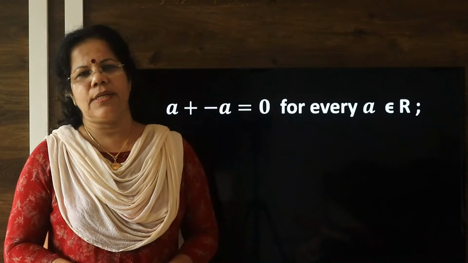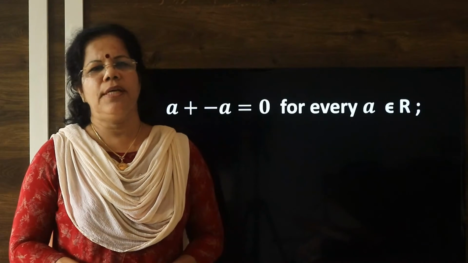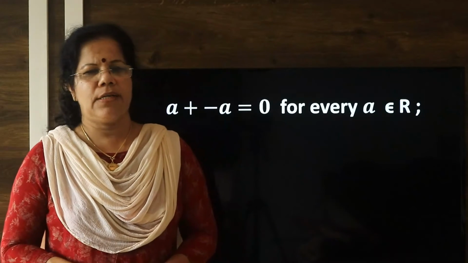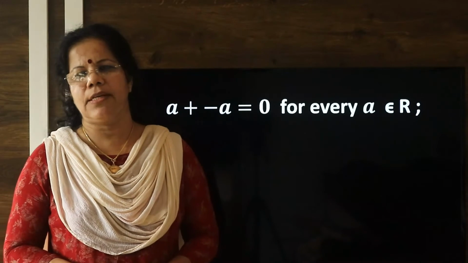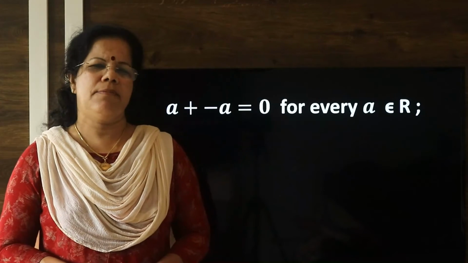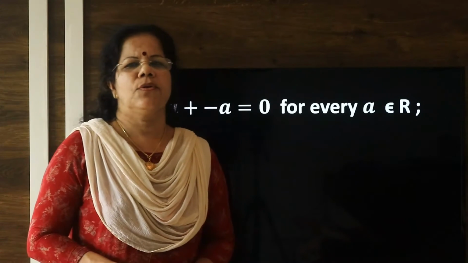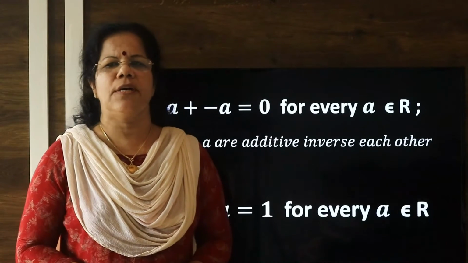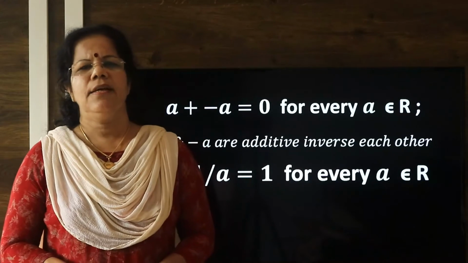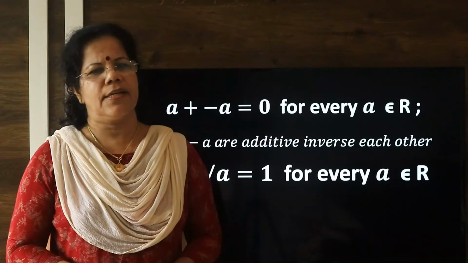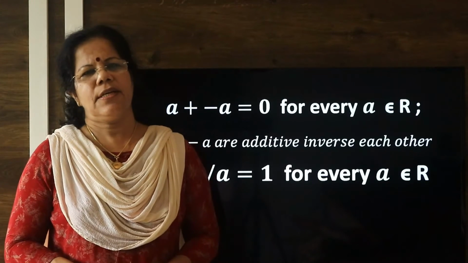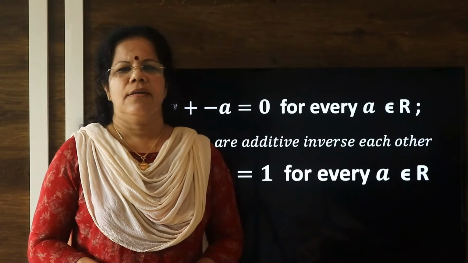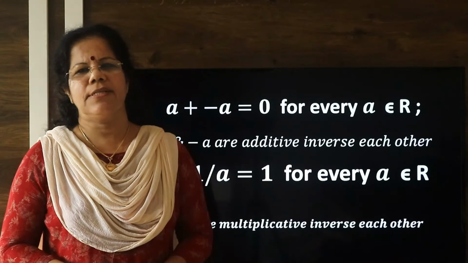Same thing, now consider the operation multiplication on real numbers. If A and B are any two real numbers, if A into B is equal to 1, which is the multiplicative identity, we say B is the multiplicative inverse of A and A is the multiplicative inverse of B. What is the multiplicative inverse of A? It is 1 by A. So A into 1 by A equal to 1 for every A belongs to R. So A and 1 by A are multiplicative inverse of each other.